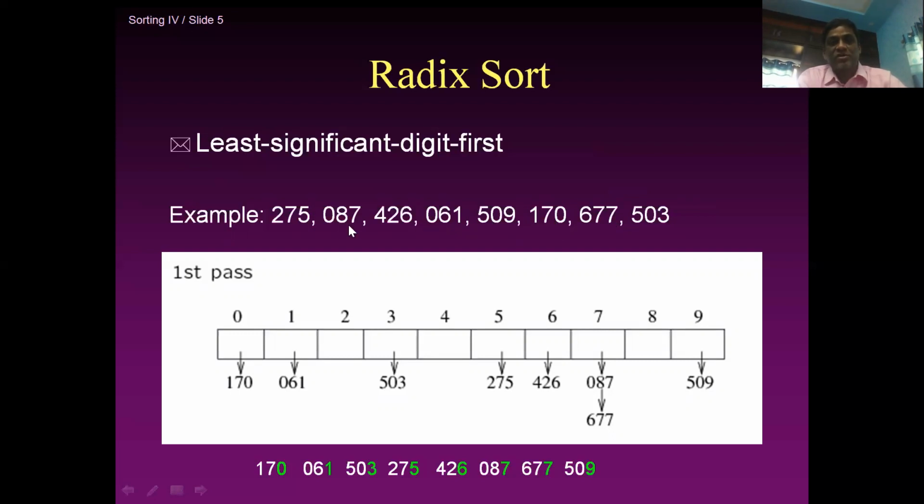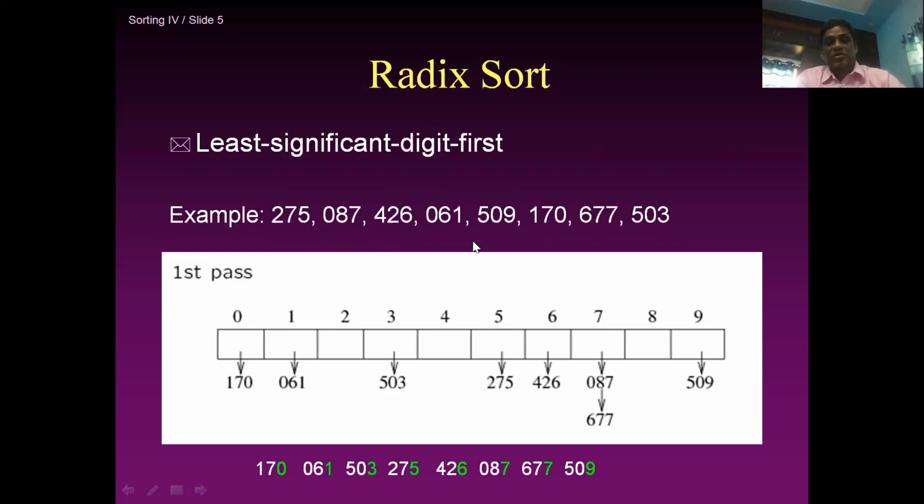Okay, and also 87 contains only 2 digits, therefore we keep a 0 before 87, making it a 3-digit number. So the number of digits in every number in the list must be equal. For this, what you need to do is just look at the highest number in the list, how many digits are there in the corresponding highest number, and make all the numbers in the list such that the number of digits is equal to the highest number.